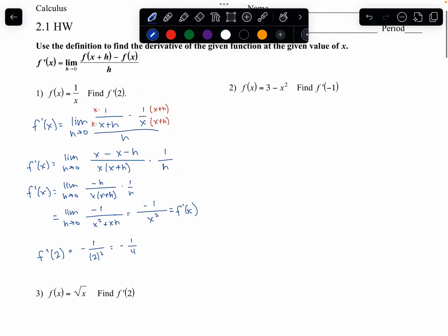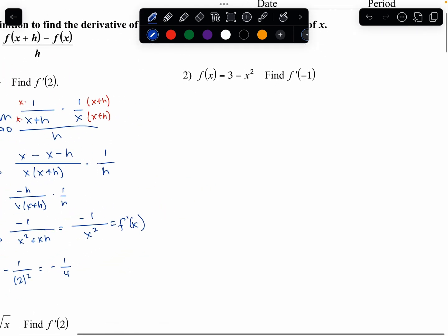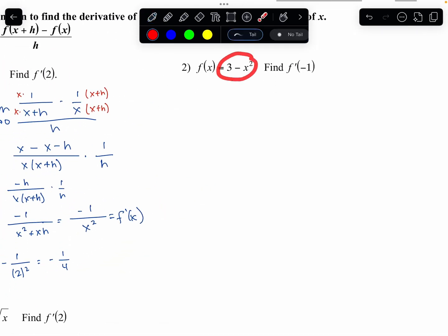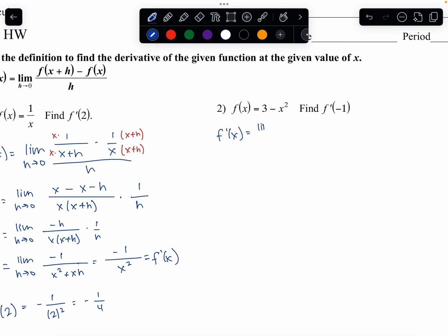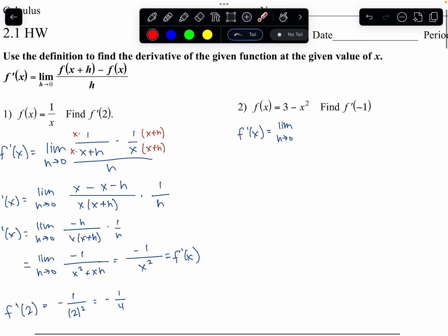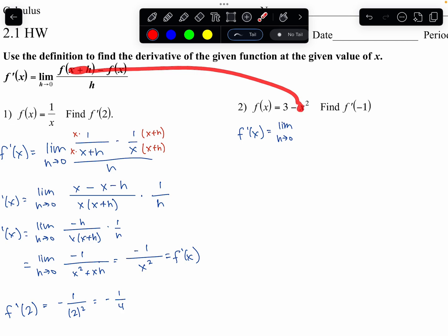All right, let's try 2. So for 2, we have our function f of x. We're trying to find the derivative at negative 1. So let's just first find the derivative, f prime of x. f prime of x is going to be equal to, don't forget the limit this time, the limit as h approaches 0. And we're going to plug in x plus h into the function.